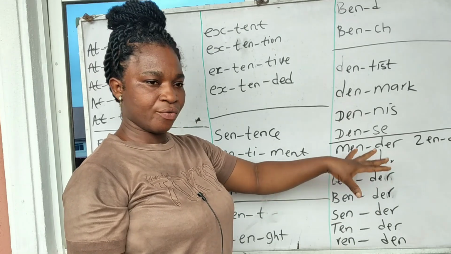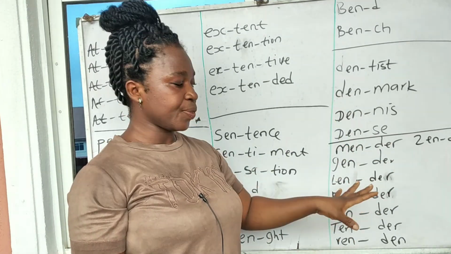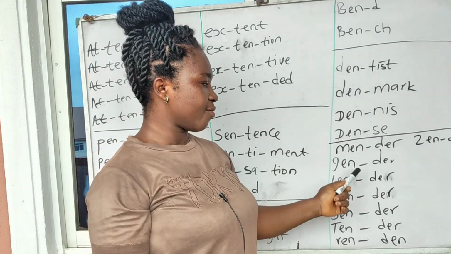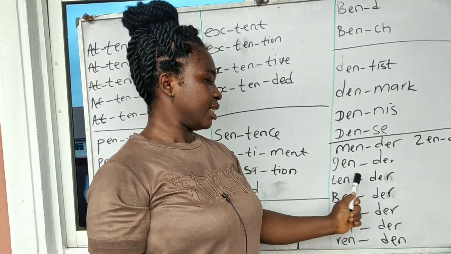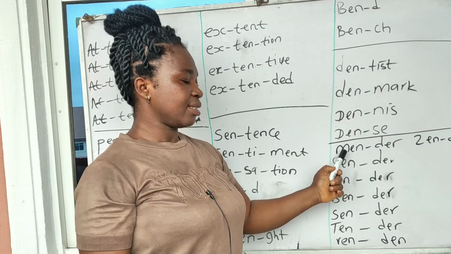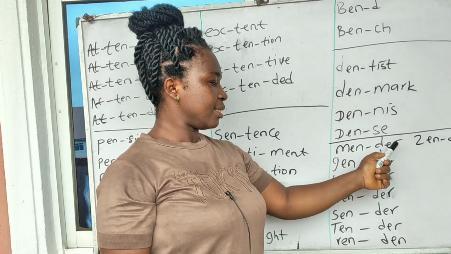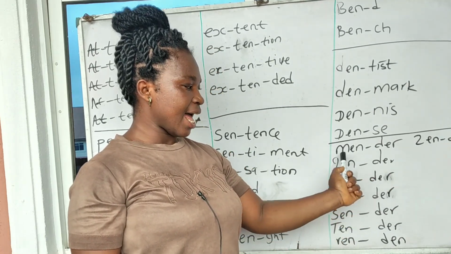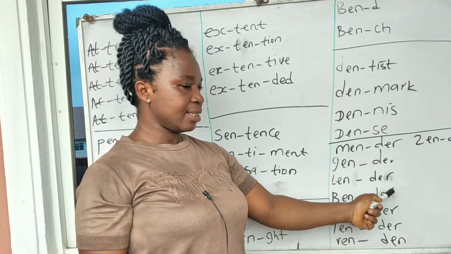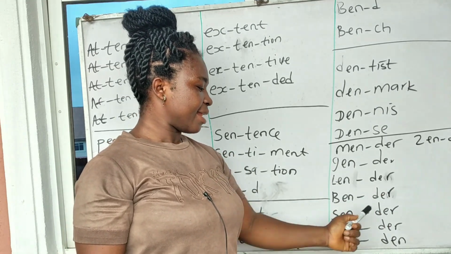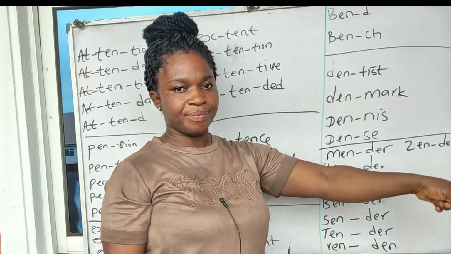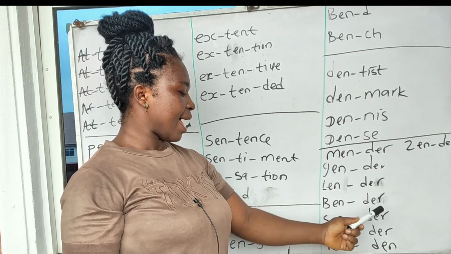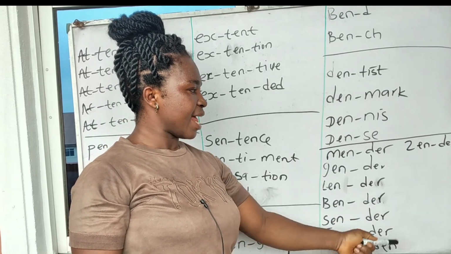Right here, I did a kind of alphabetical thing, excluding those that don't have meaningful words. Okay, let's read them together. We have meant, gender. This is M and this is G, so we have mender, gender. Lender, this is L, lender, gender, mender. Okay, we have bender, sender, tender, render, zender. So we have mender, zender, lender, bender, sender, tender, render, zender.